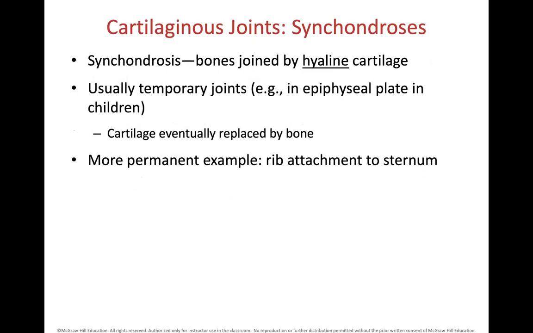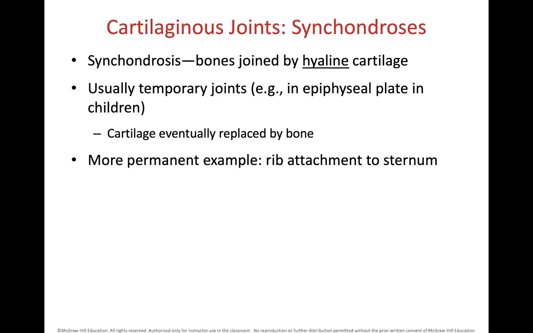A synchondrosis is where bones are joined directly by hyaline cartilage. And if you remember, the hyaline cartilage is the one that has an amorphous matrix, not a whole lot of fibers in it. It's most common in temporary joints like the epiphyseal plate at the end of a long bone, that's what allows for the growth in length of the bone. So we consider that a joint. The cartilage there is eventually replaced by bone once your bones stop growing in length.